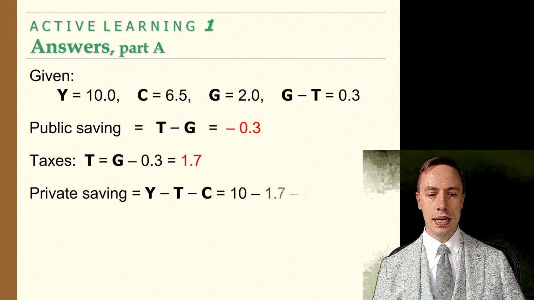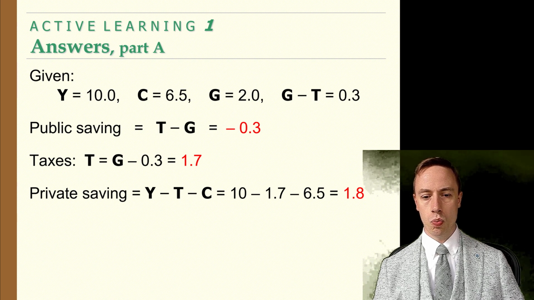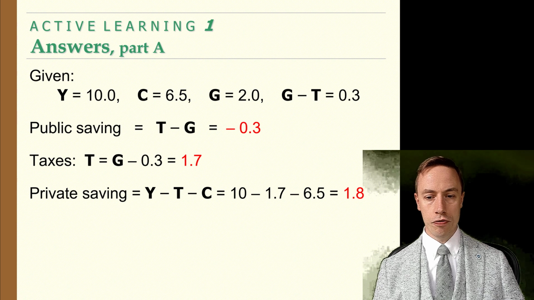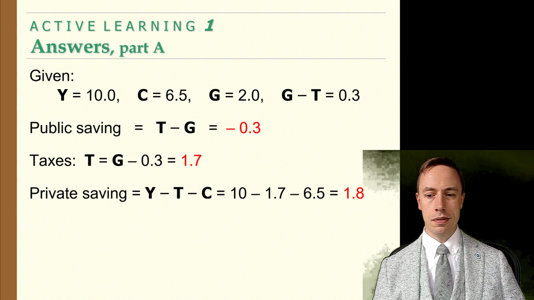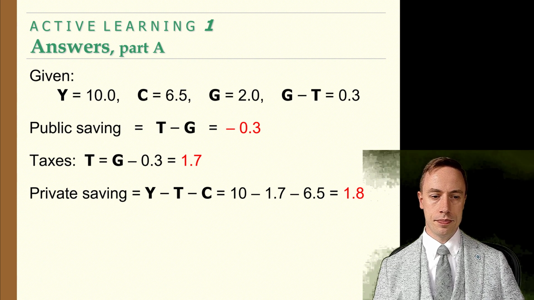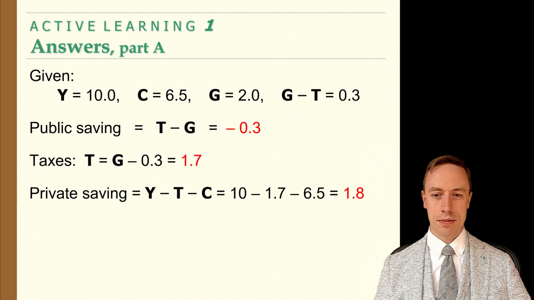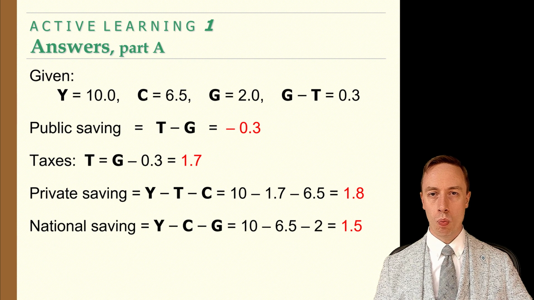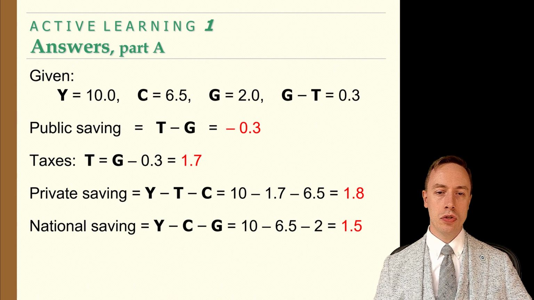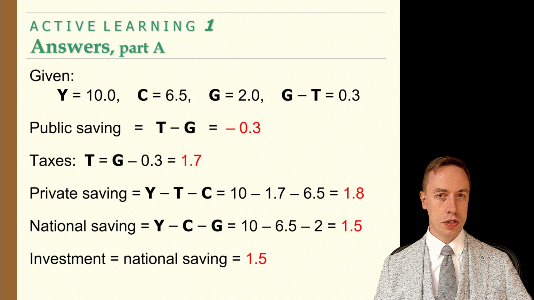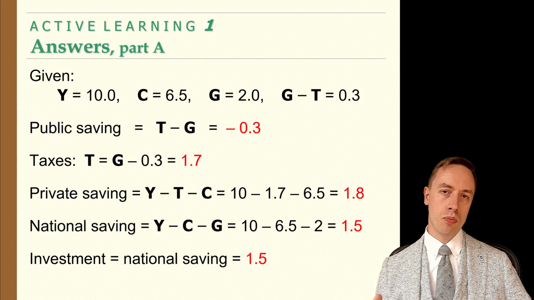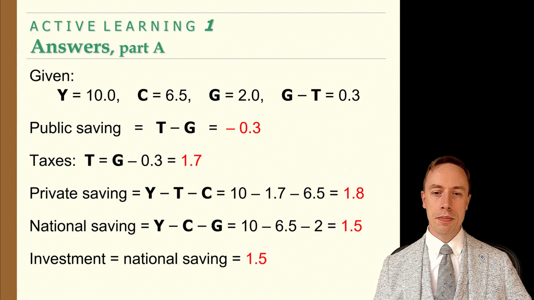Let's take that and go to private saving. That's defined as Y minus T minus C. We've got all of those terms by now. So 10 minus 1.7 minus 6.5, that's 1.8 trillion. Let's get to national saving. Again, we've got all of our terms here. Y minus C minus G, 10 minus 6.5 minus 2, national saving is 1.5 trillion. And finally, what's investment spending? Well, for a closed economy, that's equal to national saving. So also 1.5 trillion.